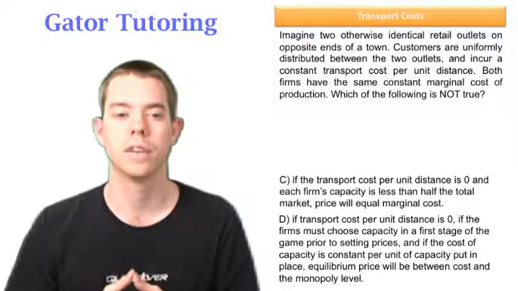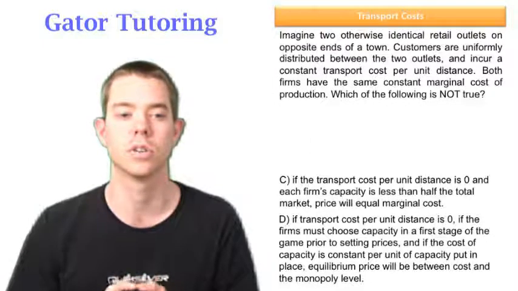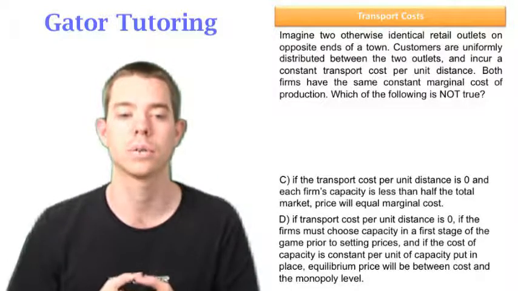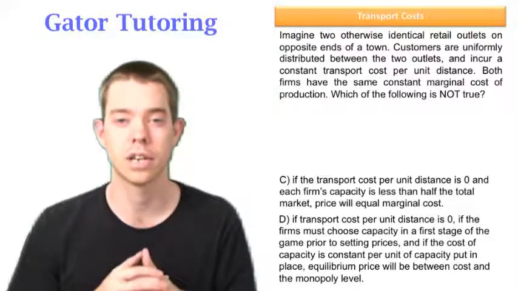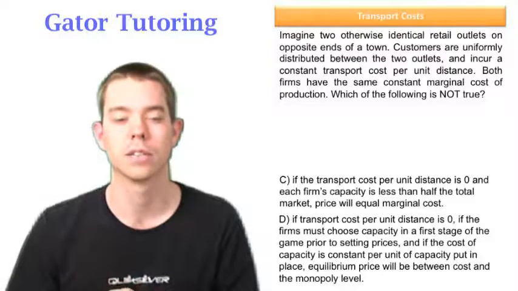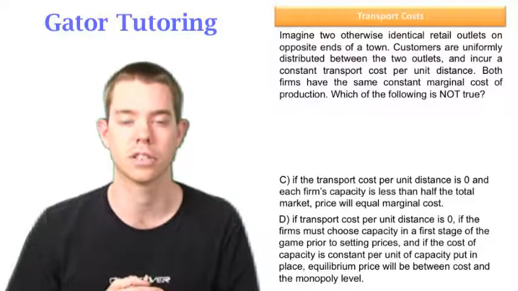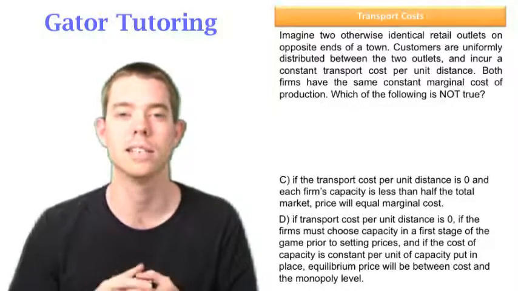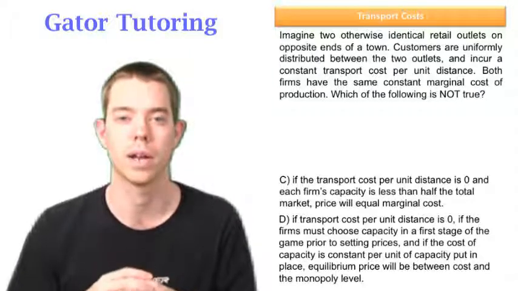C says, if the transport cost per unit distance is 0 and each firm's capacity is less than half the total market, price will equal marginal cost. Well, this is not true. This is going to be our correct answer. It's a little fishy statement. It kind of doesn't make sense at all. But let's look at why D is true, and that'll be the better way to answer this question: finding all the true statements.